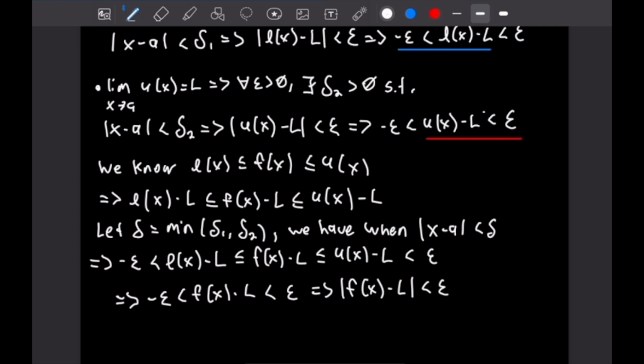But what does that mean? By the definition of the limit, that means that the limit as x goes to a of f of x must be equal to L. And that completes our proof. And now that we've proved the squeeze theorem, that's a good place to stop.